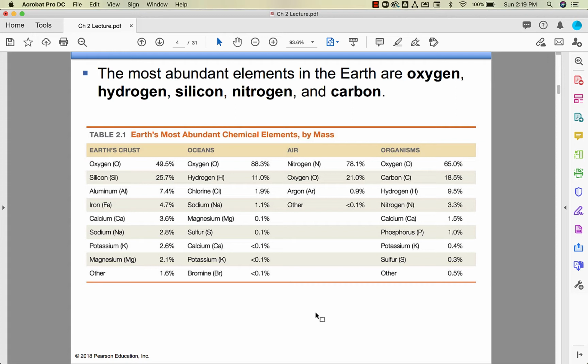If we look at the elements in the Earth's crust, the most common are oxygen, hydrogen, silicon, nitrogen, and carbon. Silicon, not silicone. It's interesting that it's a 2-to-1 ratio in the Earth's crust, and we'll talk about why. Well, I can tell you why right now. The most abundant mineral is SiO2, so it kind of makes sense. You can look at the common elements in the crust, the ocean, the air, and then in organisms. Oxygen is in the top 2 in all of them.